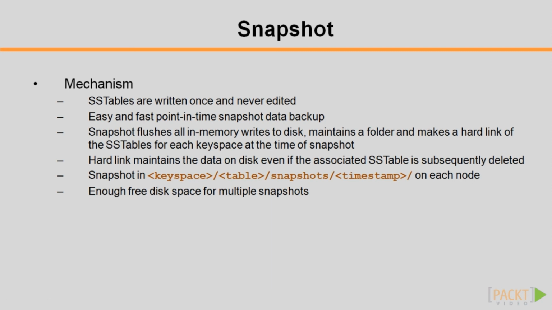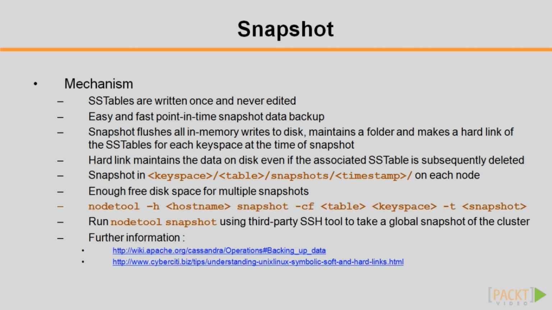Be sure to run snapshot on each node in the cluster. We can take multiple snapshots, but must ensure the free disk space is sufficient because the hard links created now and before consume a certain amount of disk space. The nodetool snapshot command is used to take a snapshot of a keyspace on a single node. To take a snapshot of an entire cluster, it's more convenient to use a third-party SSH utility, such as cluster SSH, to run nodetool snapshot on each node in the cluster. That's equivalent to making a full data backup. Taking a global snapshot is one best practice before an upgrade.